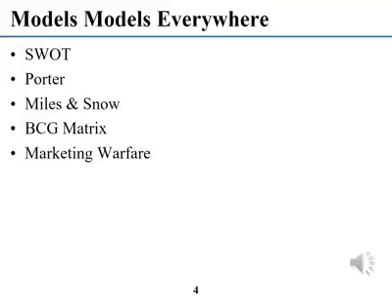When it comes to marketing strategy, there are several models that can help us make different types of marketing strategy decisions. I've listed some of them on the slide. They include the SWOT analysis, Porter's strategic marketing options, Miles and Snow's strategic marketing types of organizations, the BCG matrix, and marketing warfare. Briefly, I'm going to go through these.